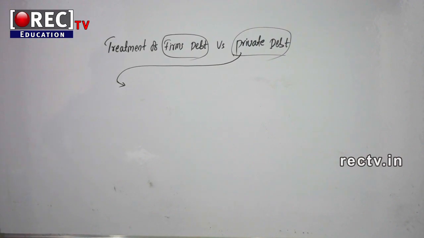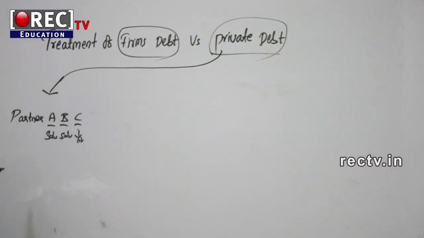Next, we are going to see the treatment of the firm's debt and private debt. The firm's property shall be applied first in payment of the firm's debt. Then the surplus, if any, shall be applied in payment of the partners' private debt. Here we have three partners, A, B and C, and all these partners are solvent. Solvent means, in future if the firm is going into loss and is going to dissolve, the firm has to pay its liabilities to outsiders.